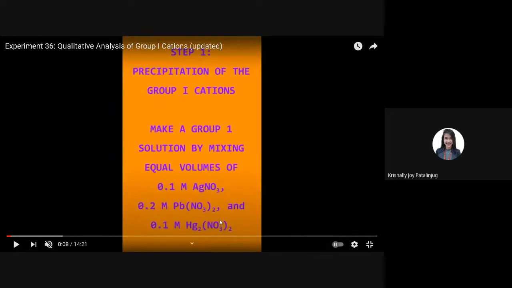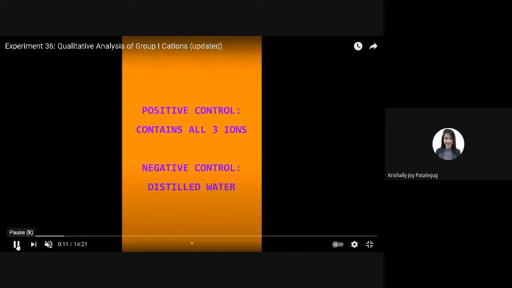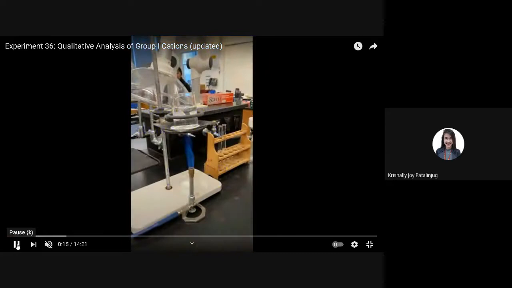Almost the same as the previous experiment, almost all are nitrate test solutions, so no problem with that. Silver, lead, and mercury 1 in their nitrate test solutions are mixed equally in one test tube. In a separate test tube is the negative control, which is just water. The positive control contains the three ions, the three group 1 cations. That is the first procedure.